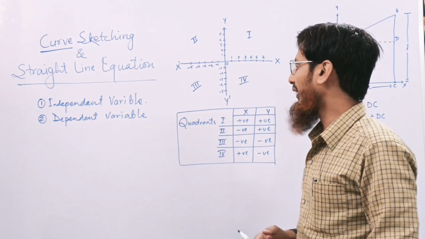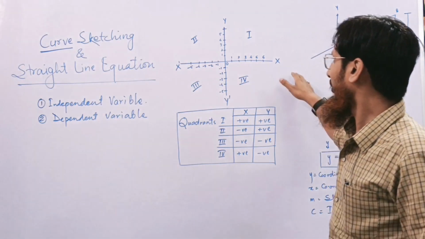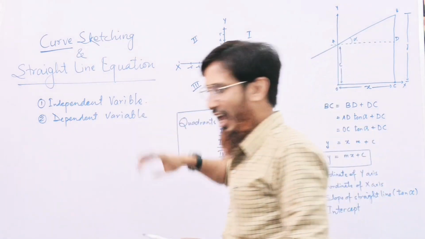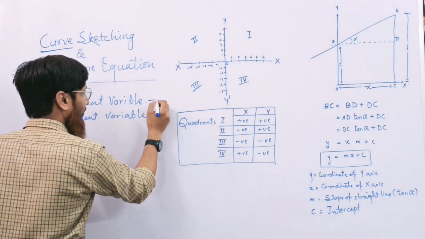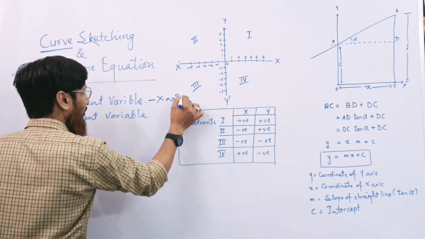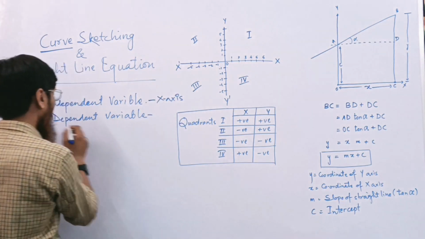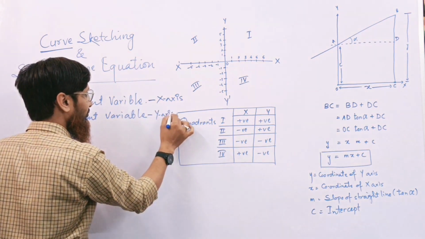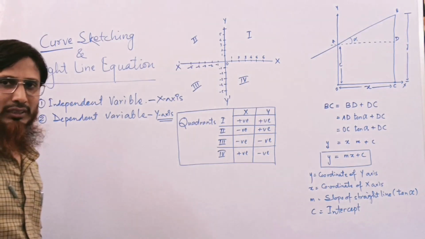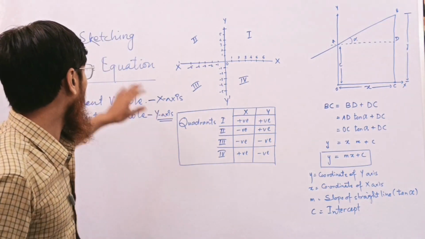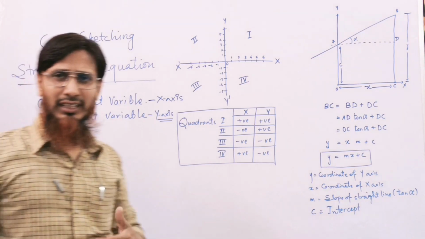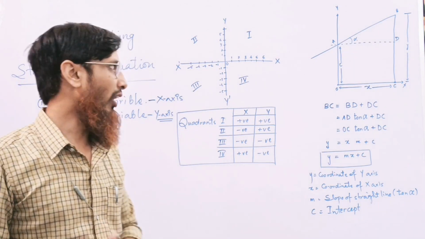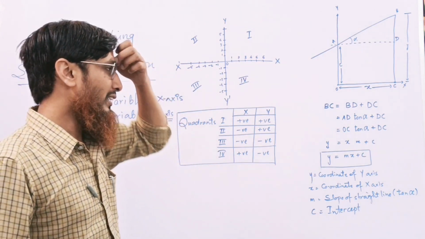Now, whenever we sketch a curve, the independent variable should be taken on the x-axis, and the dependent variable would be considered on the y-axis. It is very simple. So this is what curve sketching is about. We will further check how to sketch a curve with the help of a straight line. Now moving on to the straight line. What is a straight line?